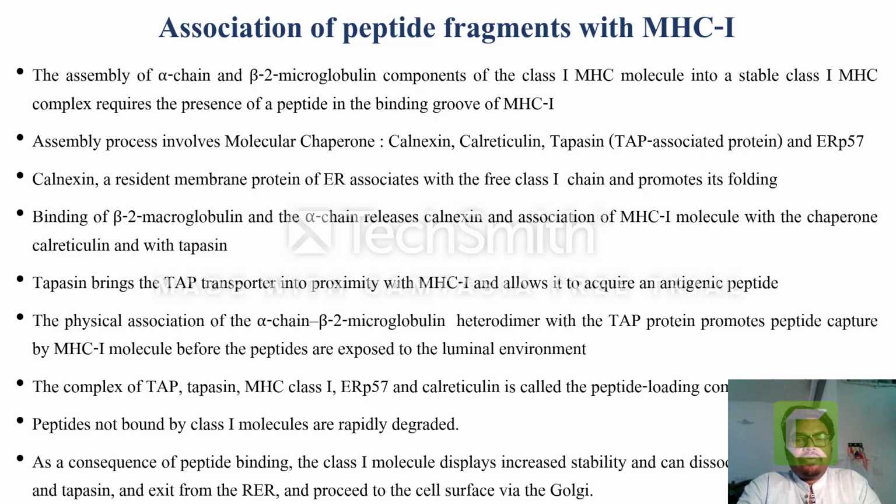Let's now see the association of antigenic peptide fragments that have been brought inside the lumen of the rough endoplasmic reticulum with class 1 MHC molecules. Okay. Now, for the assembly of the class 1 molecule itself, the presence of a short peptide within the binding groove of the class 1 MHC molecule is required. That is, the antigenic peptide itself guides the proper assembly of the class 1 MHC. Also, the overall assembly is mediated by molecular chaperone proteins. Basically, three chaperone proteins play a critical role in proper assembly of class 1 MHC molecules. These chaperones include calnexin, calreticulin, and tapasin.